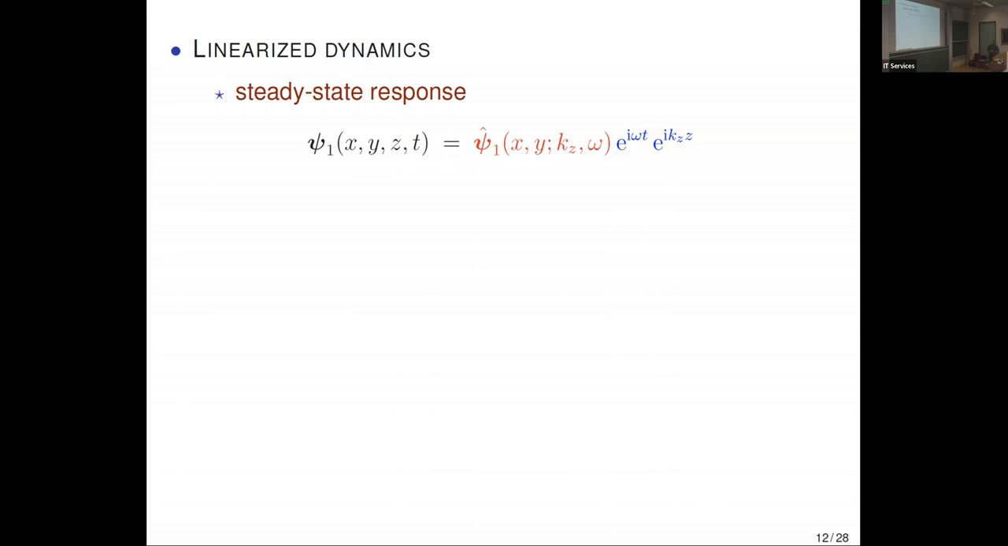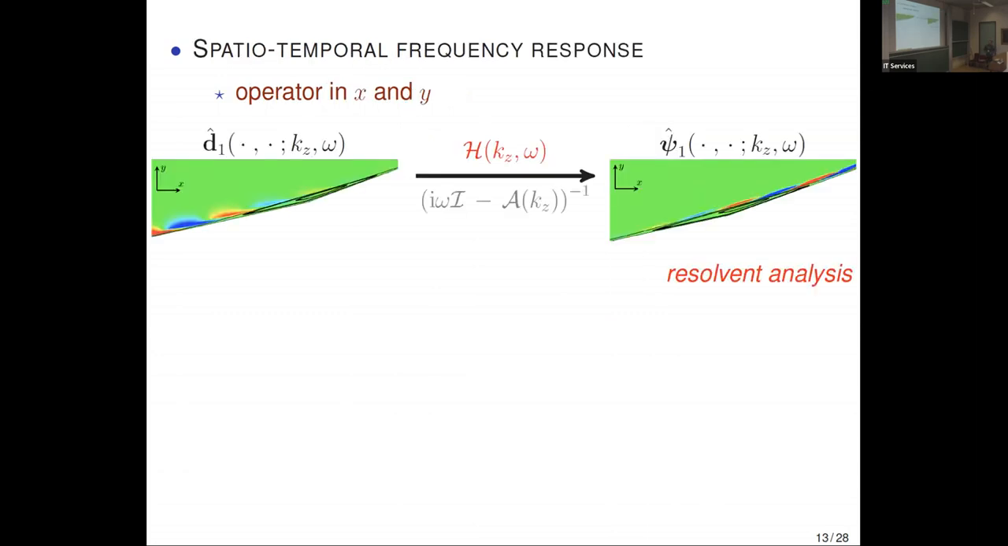And the object that is important in this study is the spatiotemporal frequency response operator. Namely, this is the operator that maps, for any given pair of kz and omega, an input function of the streamwise and normal coordinate into an output function of the streamwise and normal coordinate. And this operator contains identical information to what you have in the linearized compressible Navier-Stokes equations, right? So you would like to gain some insight into this operator.